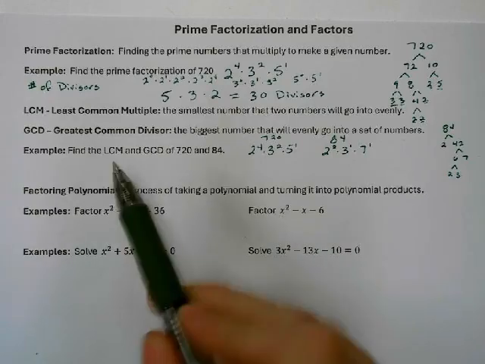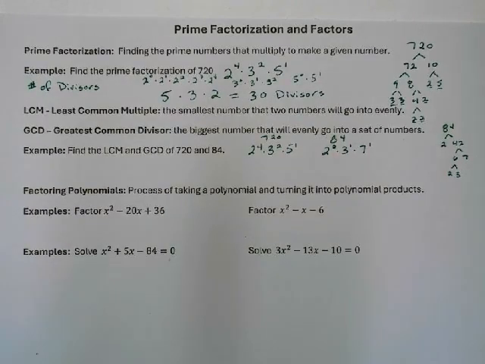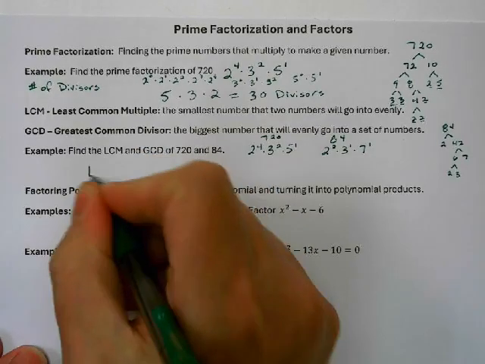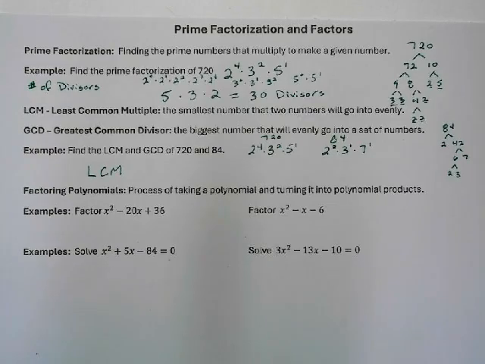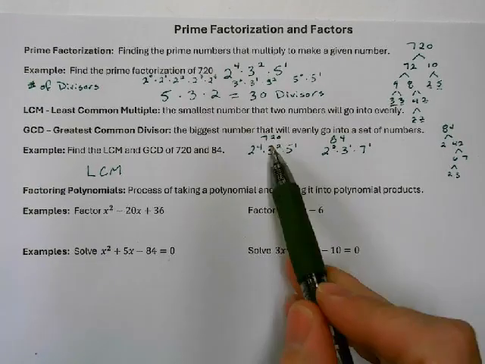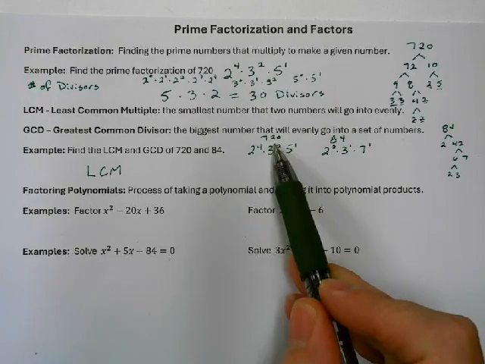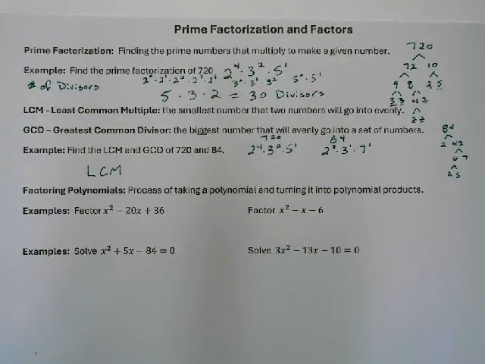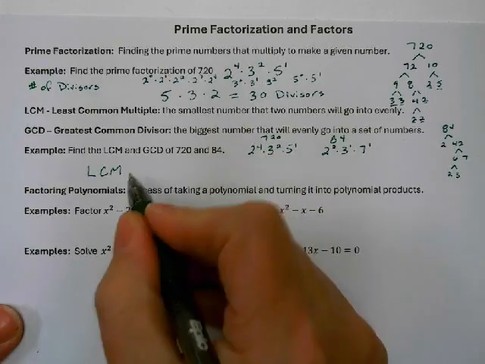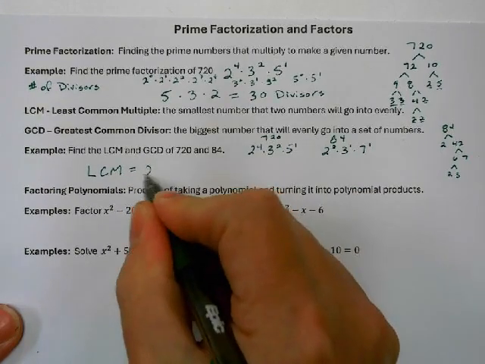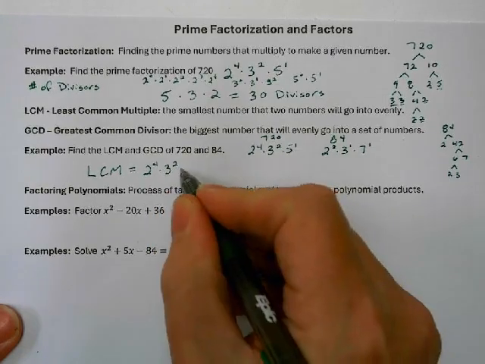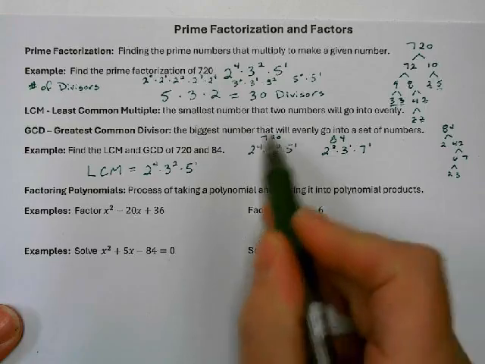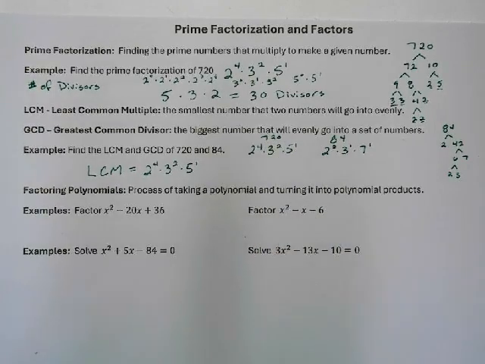If I want to find the least common multiple, the LCM, well, I know that the smallest number possible for my least common multiple would be the 720, right? Because I want to find out what's the smallest number that both of these numbers will go into evenly. So if I start with 720, my least common multiple will have 2 to the fourth, 3 to the second, and 5 to the first. Because my biggest number has to go into the least common multiple.